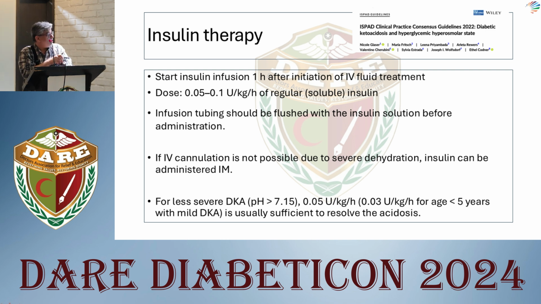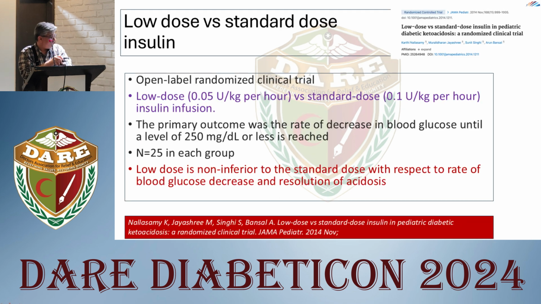Now for insulin, there are two options: one is 0.05, another is 0.1. Generally, for severe DKA, you start with 0.1 unit per kg per hour. For mild to moderate DKA, start with 0.05 unit per kg per hour. This is the recommendation. This is an interesting study from PGI Chandigarh comparing 0.05 versus 0.1 unit per kg per hour, and they found that the low dose is not inferior to the standard dose for mild to moderate DKA. So this is what I was saying: for mild to moderate DKA, use the lower dose of 0.05 unit.